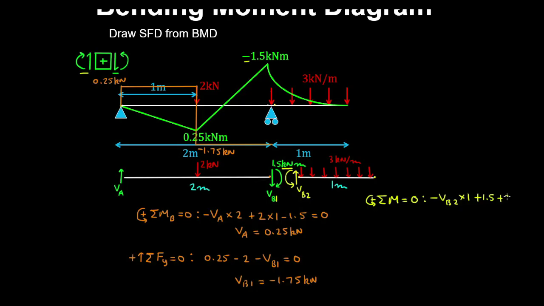and then plus the uniformly distributed load by 1 meter gives the resultant, and then by 1/2 is the lever arm, and that's equal to 0. And solving for VB2, we obtain 3 kilonewtons. So positive 3 kilonewtons is drawn on the top of this beam.